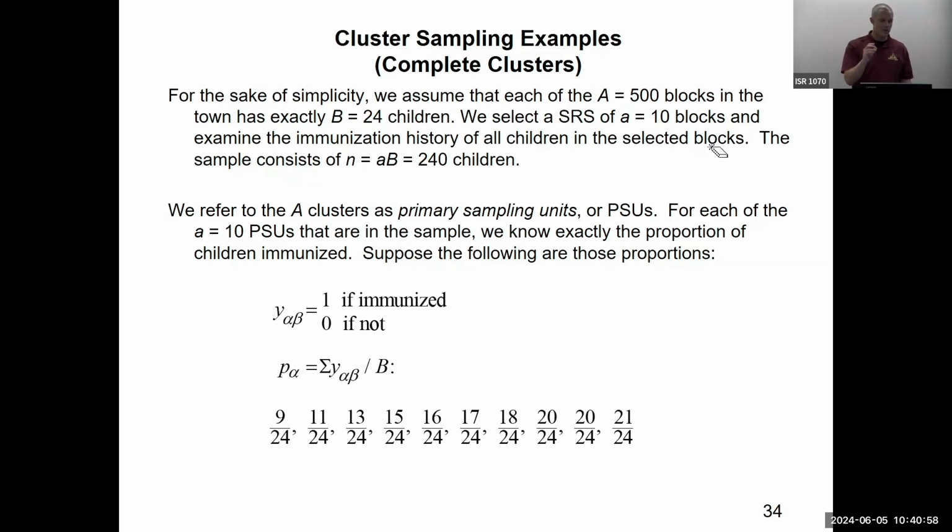For each of the 10 PSUs that are included in the sample, you can exactly compute the proportion of children that were immunized based on the data collected. We assume there's no non-response either. So suppose these are the data that we actually collect. The variable of interest Y is a binary variable: were you immunized or not, the kid in that household. And then the proportion is just the sum of those binary values divided by the number of kids in the cluster, or just B. That's the proportion for the cluster. So here are the actual cluster-specific estimates. That's what I want you to look at. That is the data for the sake of variance estimation, not the microdata.